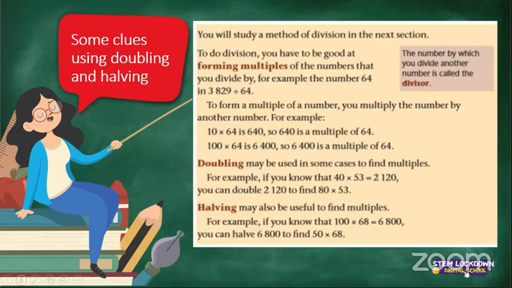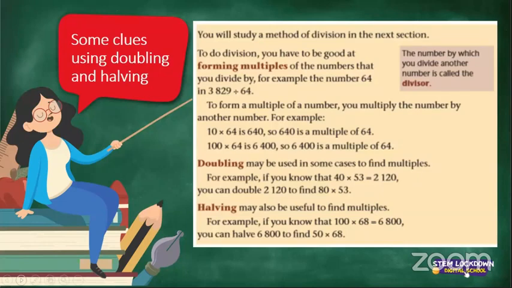So first thing you need to do for you to be able to do division, you have to be good at forming multiples, just like the previous slide. We had 15, 150, 1,500. So you must be able to form multiples of the number that you are dividing by, which is called the divisor, but you don't have to use those terms for now. But it is called the divisor. You have to know at least the multiples of the number that you are dividing by.